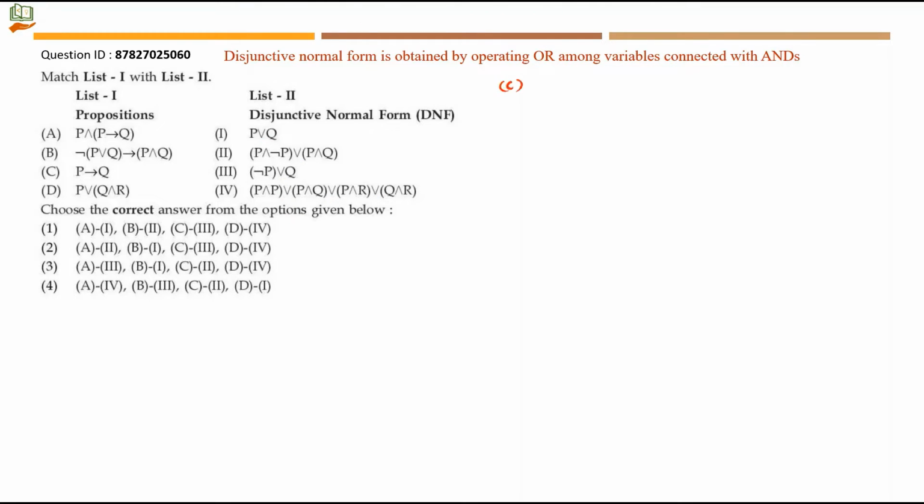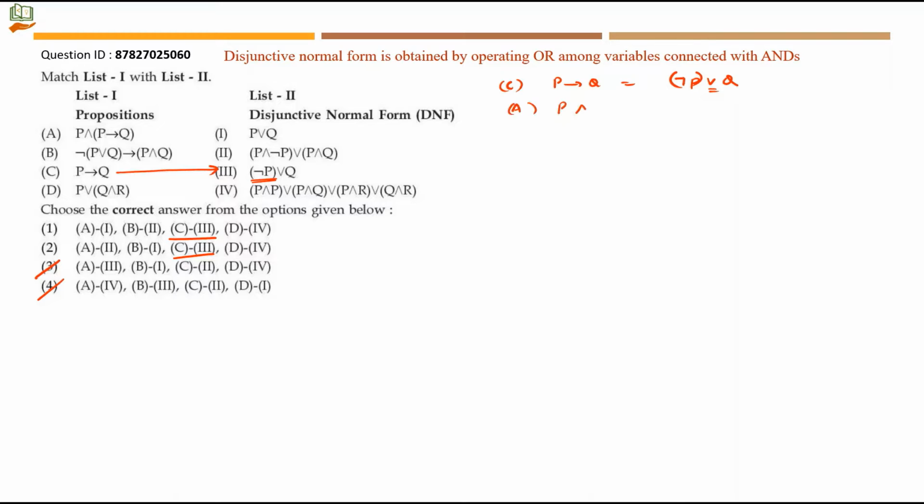Let's start with C. P implies Q. What is it actually? Negation of P or Q. So here we can map C to 3 directly. So only 2 options are having C to 3. So we rule out 3 and 4. So here this negation is termed as one operation and OR is placed outside. So that's why they have given in brackets.